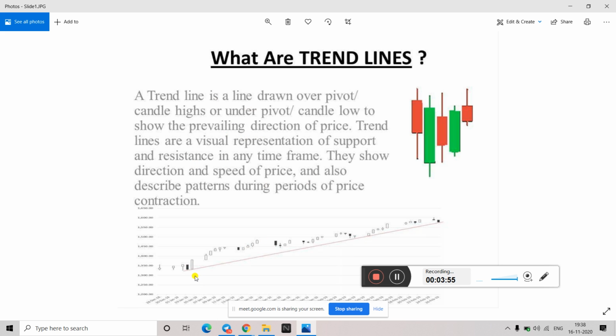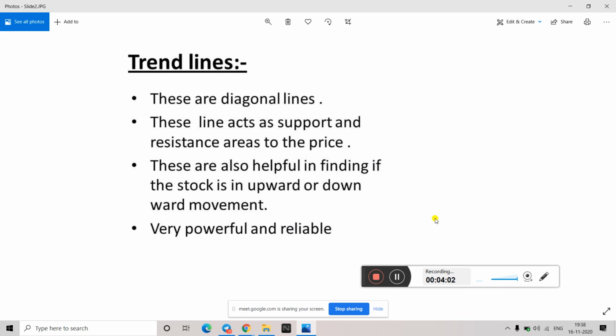This is an example of a trend line. It is touching at a lot of points, like here, here, and again here. For those who have joined now, I have just explained how a trend line works. Trend lines are diagonal lines which act as supports and resistance.